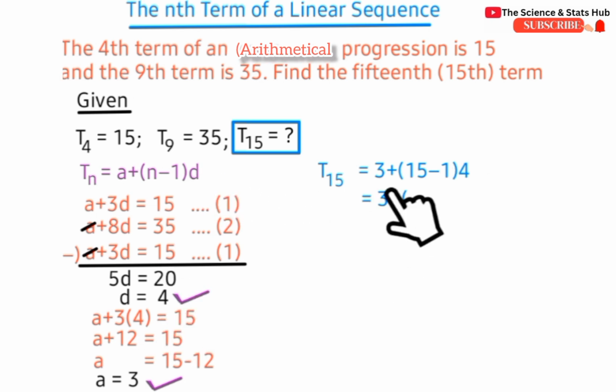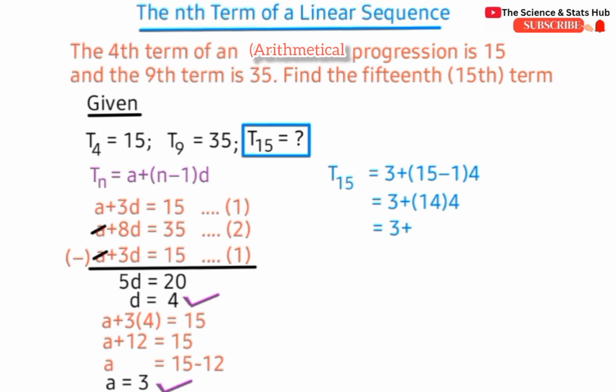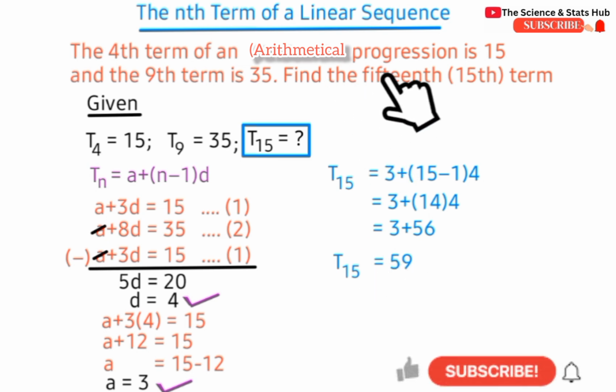So we have 3 plus 15 minus 1 multiplied by 4. 3 plus 14 multiplied by 4 gives 3 plus 56, 59. Therefore, the 15th term is 59.